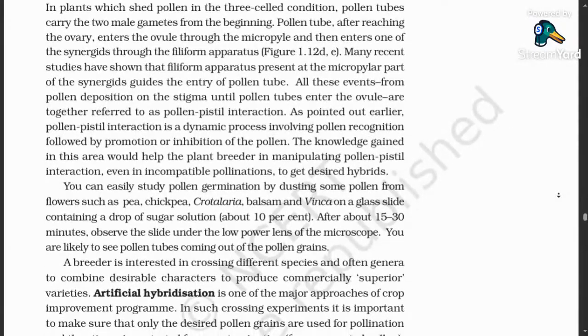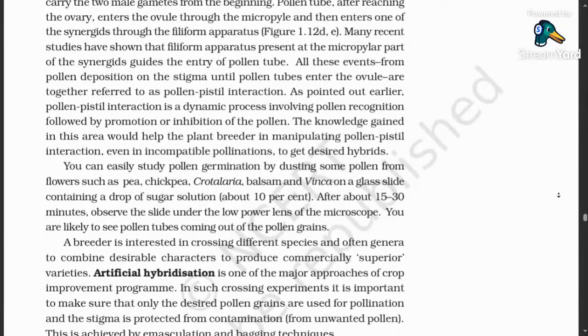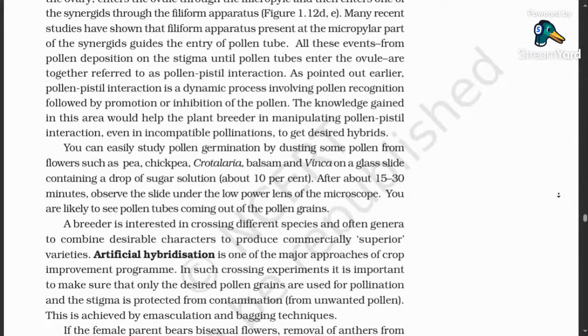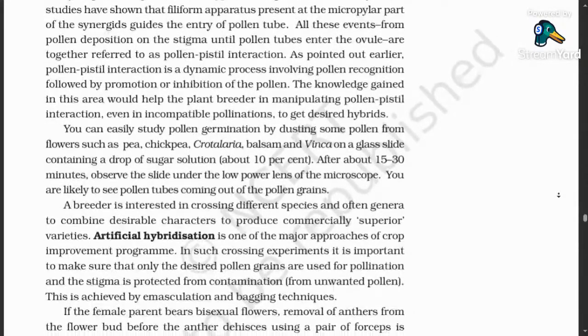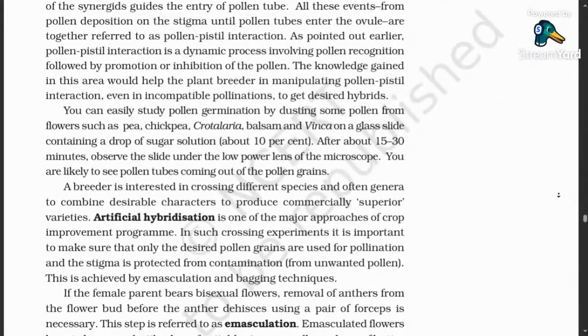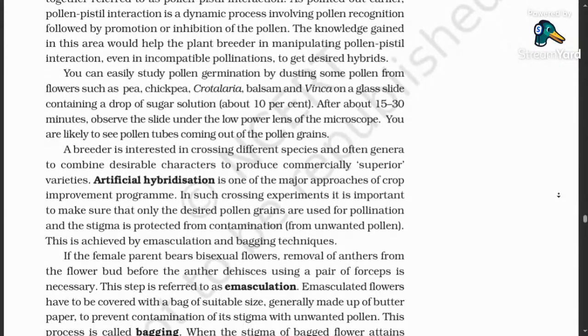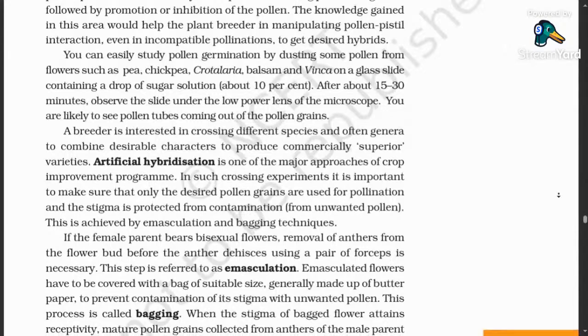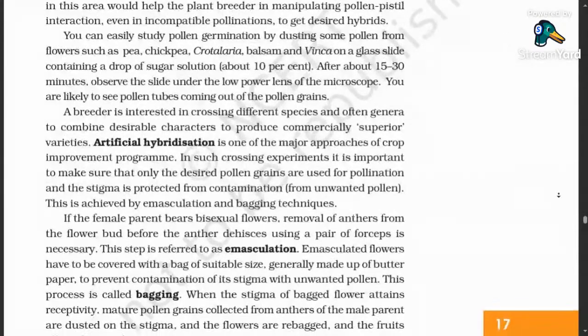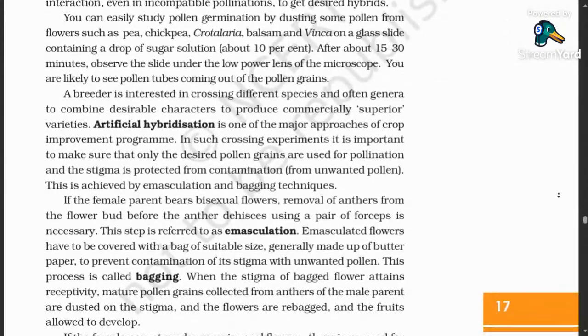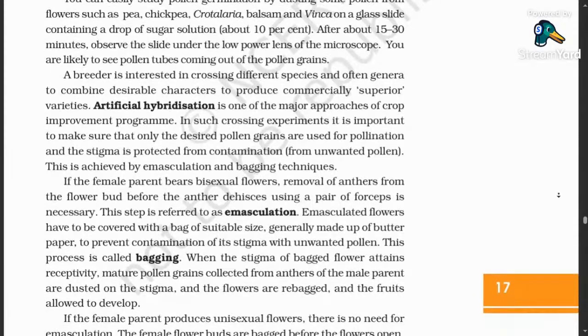You can easily study pollen germination by testing some pollen from flowers such as pea, chickpea, Crotalaria, balsam, and vinca on a glass slide containing a drop of sugar solution about 10%. After about 15 to 30 minutes, observe the slide under the low power lens of the microscope. You are likely to see pollen tubes coming out of the pollen grains.